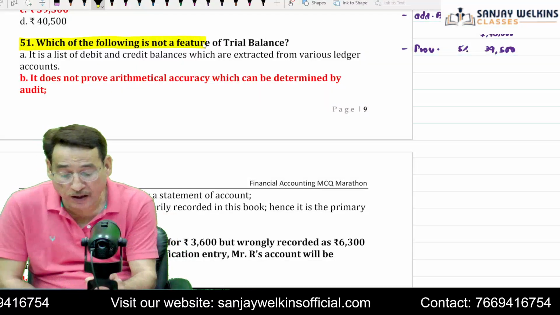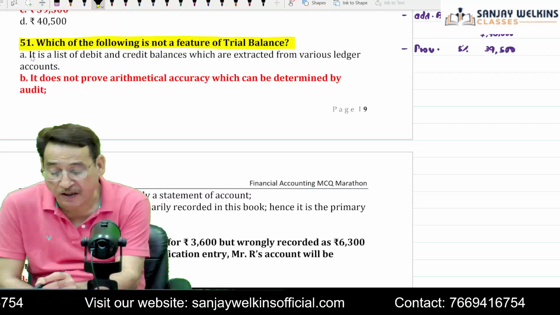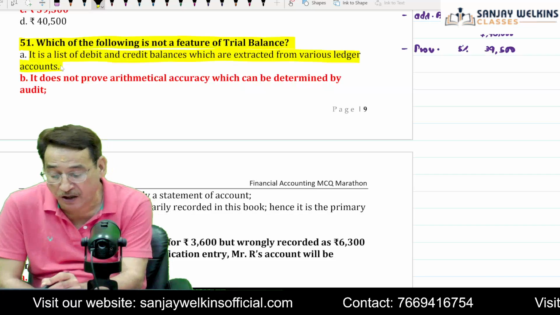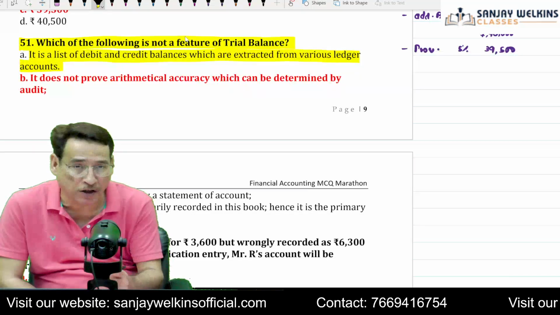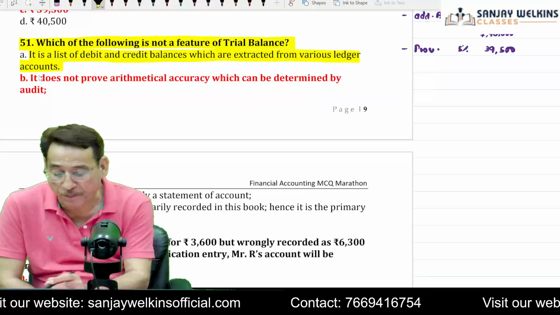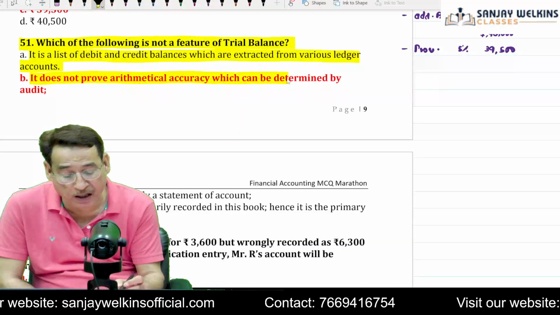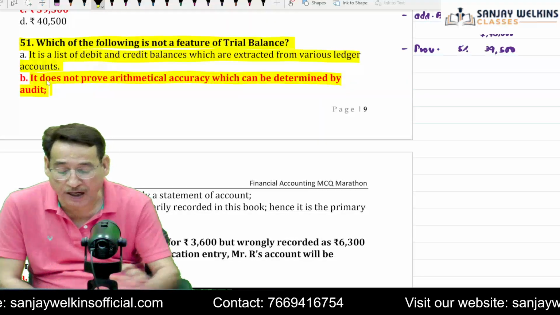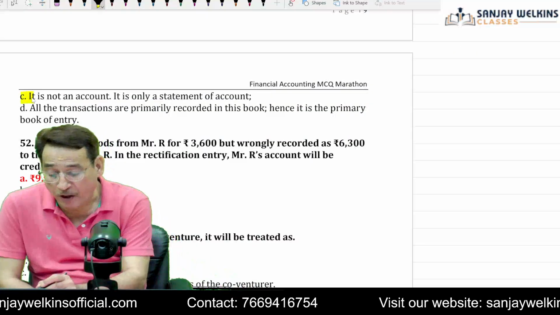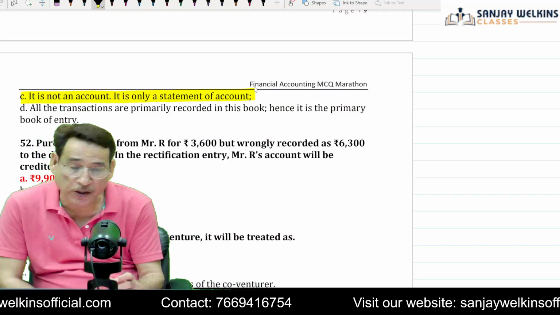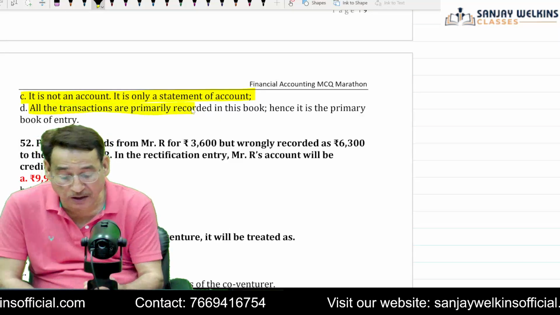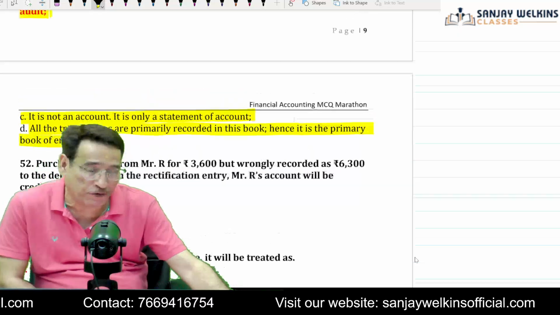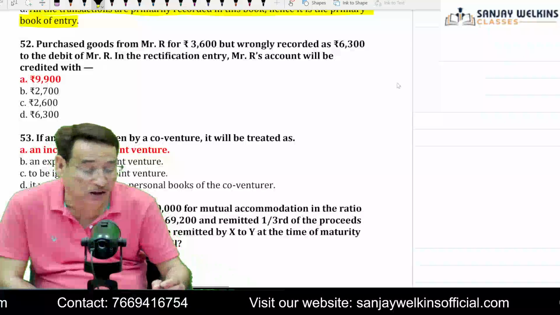51. Which of the following is not a feature of trial balance? Let's see. First, it is written, it is a list of debit and credit balances which are extracted from the ledger account. Yes, it is correct. But the question is asking which is not a feature. So point number 1 is a feature. It does not provide arithmetical accuracy which can be determined by audit. This is not a feature of trial balance. Correct? And point number C, it is not an account, it is only a statement account. Again, it is a feature. All the transactions are primarily recorded in this book, and hence it is a primary book of entry. All these are features, but point number B is not the feature.